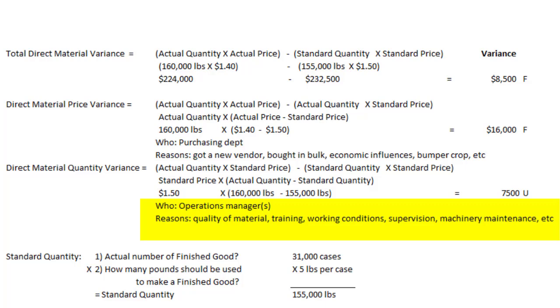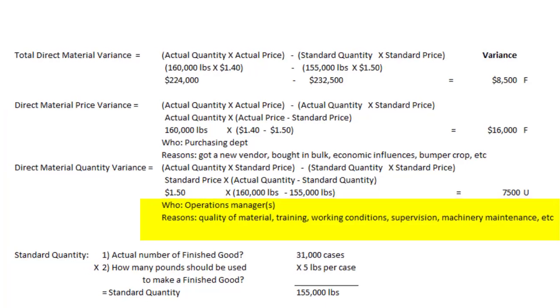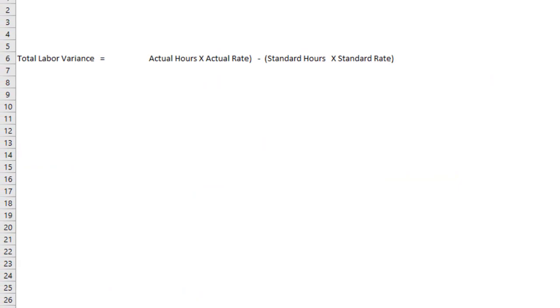And then the machinery maintenance. If the machinery is in good maintenance, then it's not going to cause them problems. If the machinery is poorly maintained, it could lead to more potatoes getting destroyed and having to start over with new potatoes. So these are some of the reasons that managers typically find for variances for price and quantity for the materials. Next, we'll look at the direct labor variance.